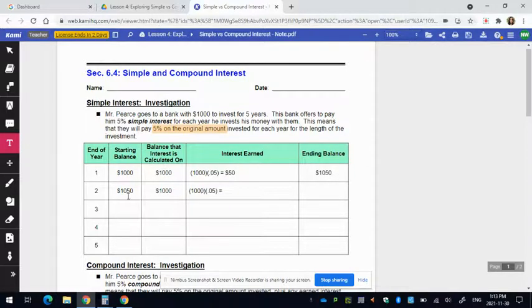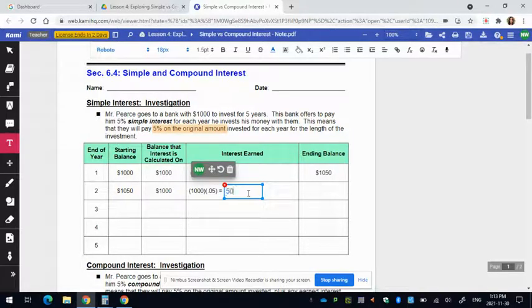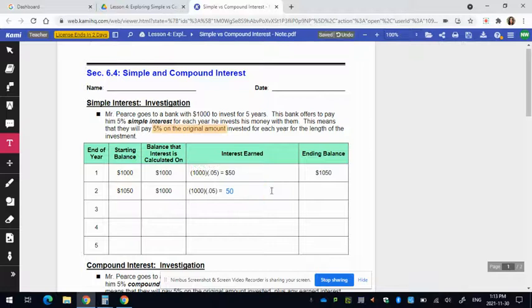So now in year 2, we're starting with $1,050. So we're going to calculate our interest now for year 2. But again, it's always just going to be based on whatever he put in that first year. So our interest is based on 5% of $1,000. So we know from above already, that's been calculated for us, that's $50. So now to get our ending balance, we take the starting balance from the beginning of that year, which is $1,050, and then we add on this interest that he earned.